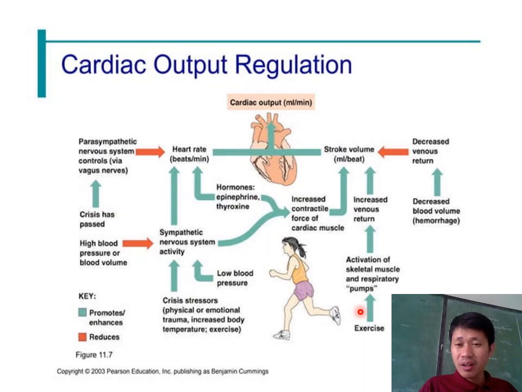Compare when you are experiencing a hemorrhage or blood loss, then your cardiac output will be low. Or for example, when the parasympathetic nervous system is active, when a certain crisis has passed and you are relaxed, then the cardiac output is low because your heart is not beating really fast. So what other examples can increase or enhance our cardiac output? Whenever your heart beats faster, like for example during exercise.